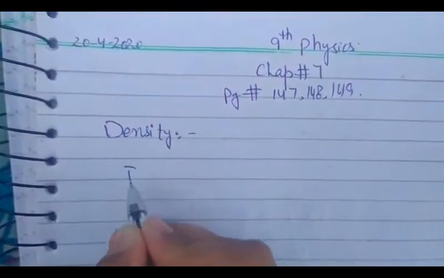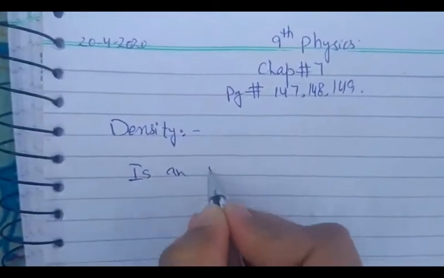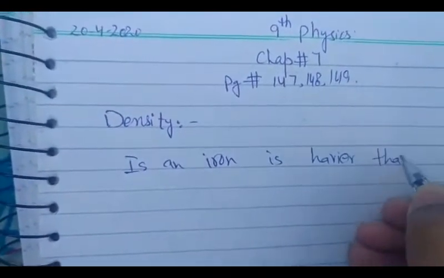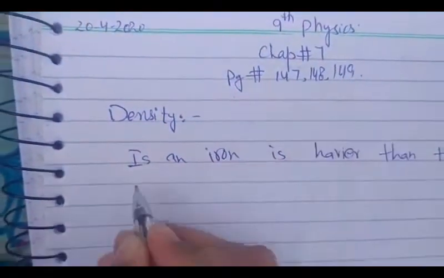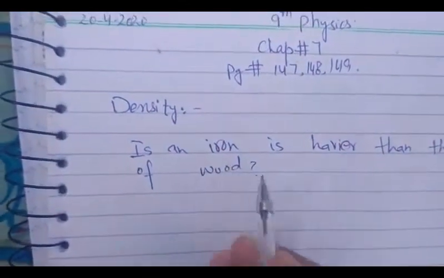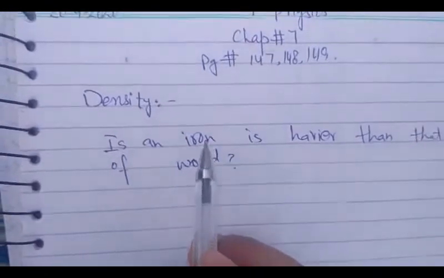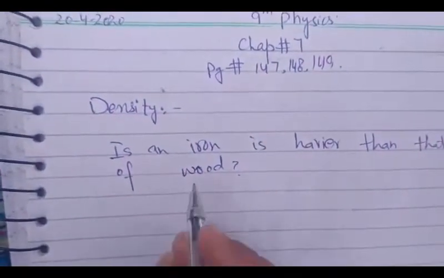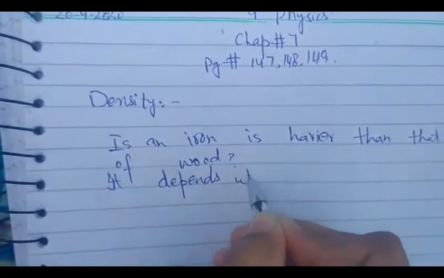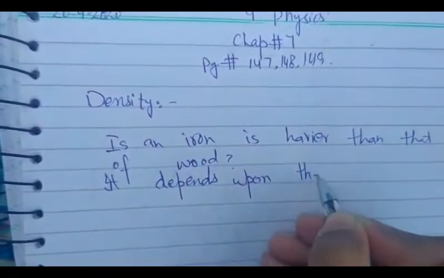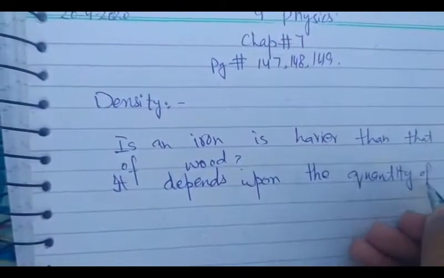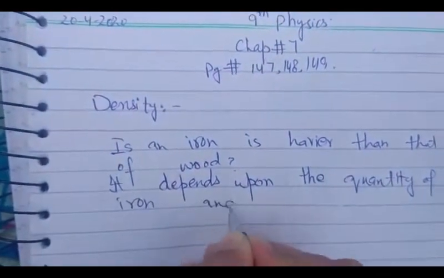If we have two substances, iron and wood, is iron heavier than that of wood? It is not clear from our question because it depends upon the quantity of iron and wood.